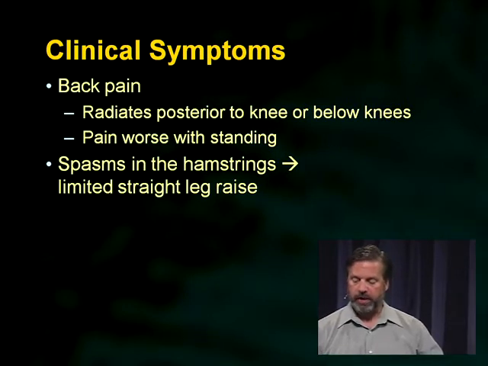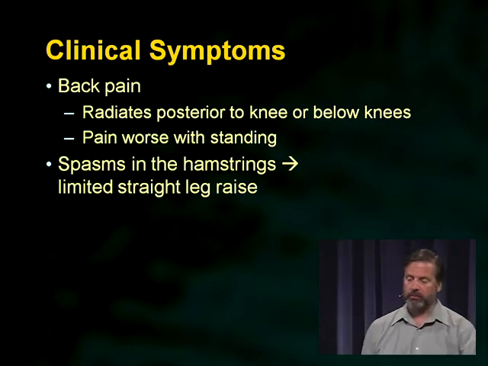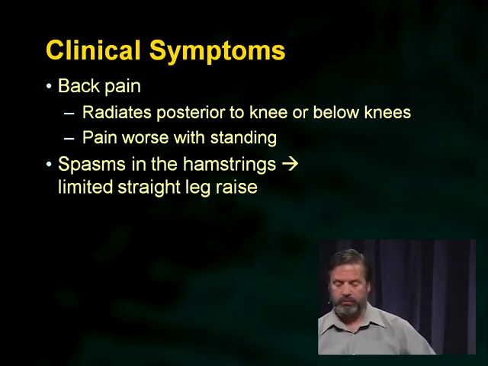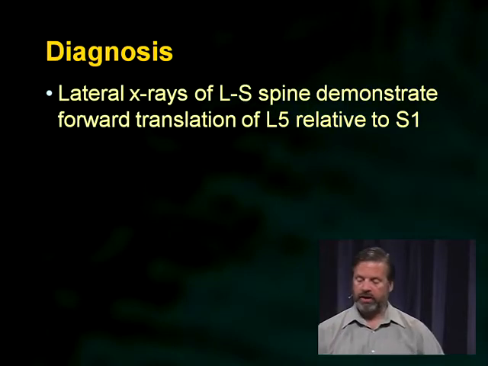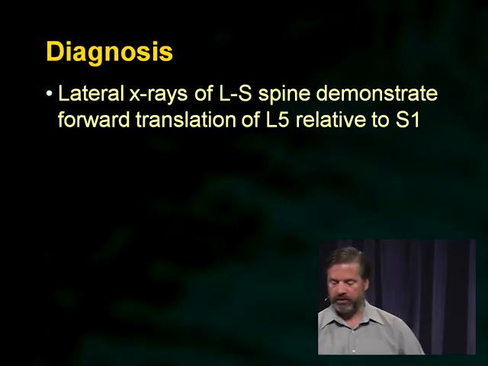The symptoms are back pain, usually that radiates posterior to the knee or even below the knees, and it tends to be worse on standing. So oftentimes these patients will complain that they get spasms in their hamstrings. Again, a lateral x-ray with the LS spine attention is going to hopefully get you the diagnosis.